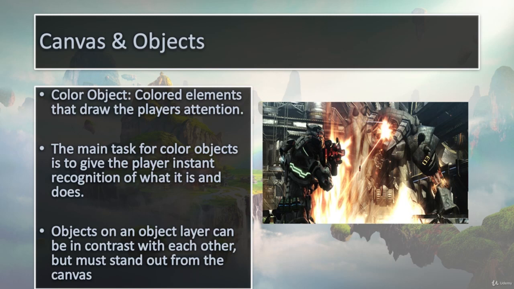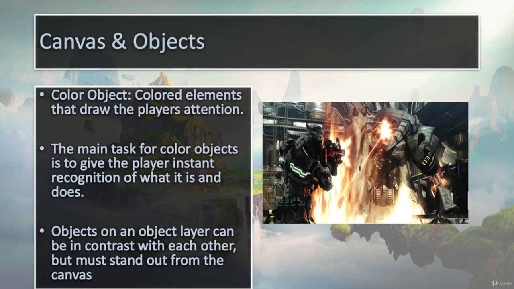Color objects. Now, these are colored elements that draw the player's attention. Right away, for sure, when you looked at the image to the right, the first thing that drew your attention was the fire, because red has that impulse. So the main task for color objects is to give the player instant recognition of what it is and what it does.